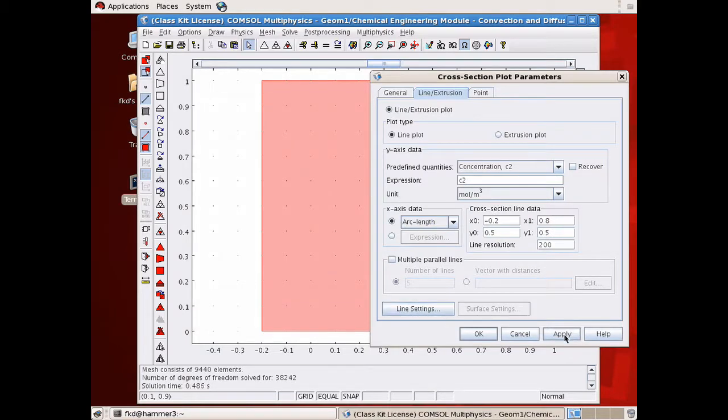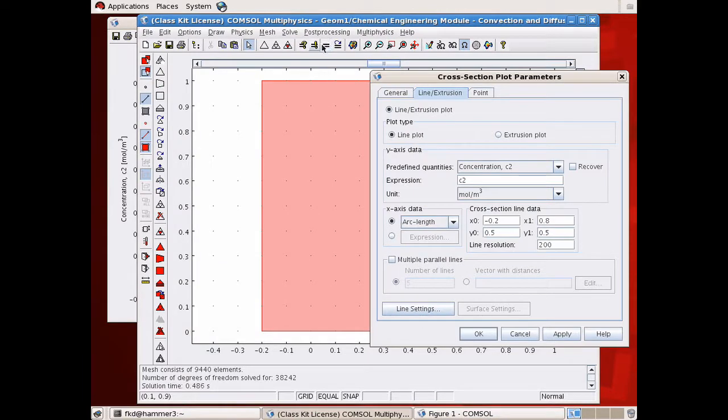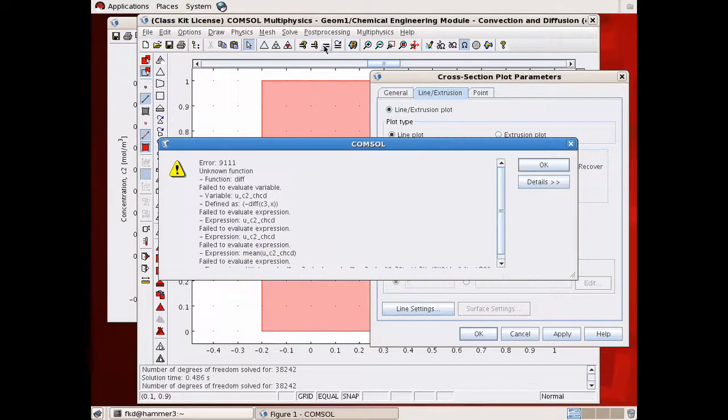Let's see if it runs. No, it doesn't like it. So that's not quite the right term. But you get the idea. It allows you to link the modules through these terms which are present on the off diagonal.